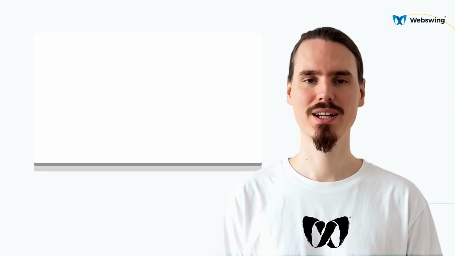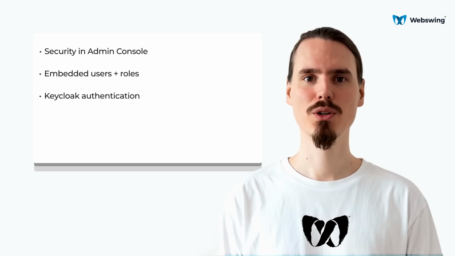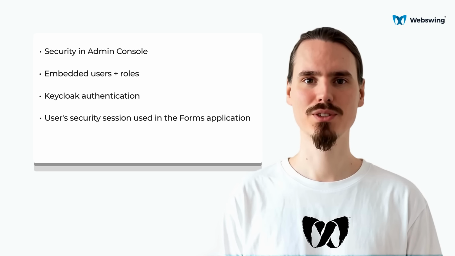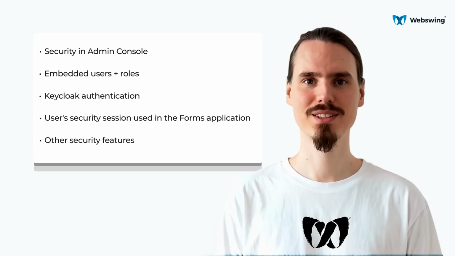Here's what I'll show you today. We'll start with security modules in the admin console. Then we'll look at the simple embedded security module. After that, we'll use Keycloak for a more advanced setup. I'll show how user information from the security session can be used inside the Forms application. Then we'll look at security context per tab, web security settings, audit logs, restricted resources, and REST API users. So let's get into it.